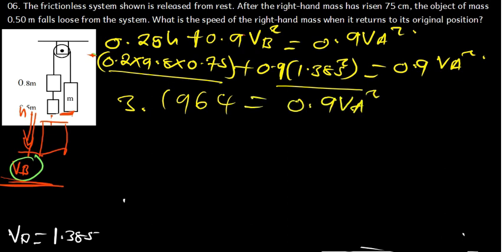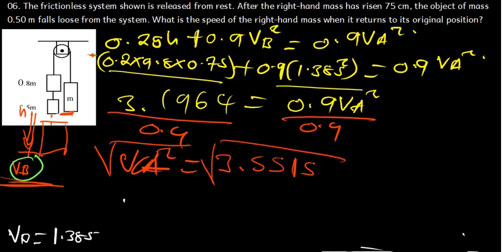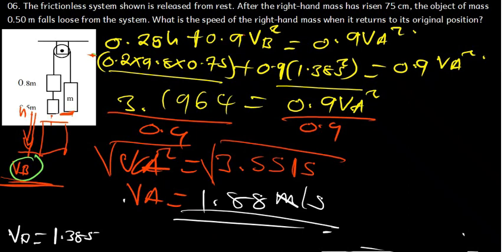Now at this point I can divide both sides by 0.9, meaning my va squared is going to be, if I divide this by 0.9, I'm getting 3.551555. Okay, so I have to get the square root of both sides. So I get the square root, my VA has to be equal to 1.88. I'm getting my VA to be 1.88 meters per second. So this is the answer for this question.